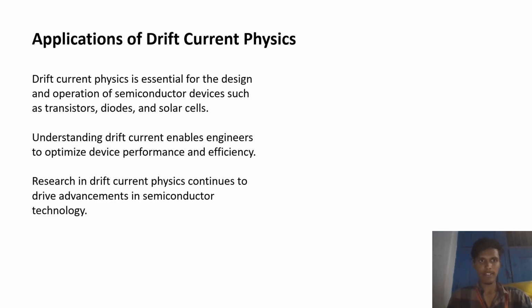Application of drift current physics. Drift current physics is essential for the design and operation of semiconductor devices such as transistors, diodes, and solar cells. Understanding drift current enables engineers to optimize device performance and efficiency. Research in drift current physics continues to drive advancement of semiconductor technology.